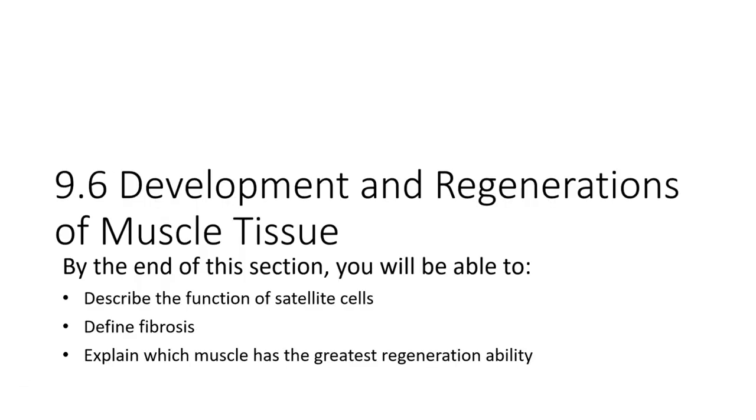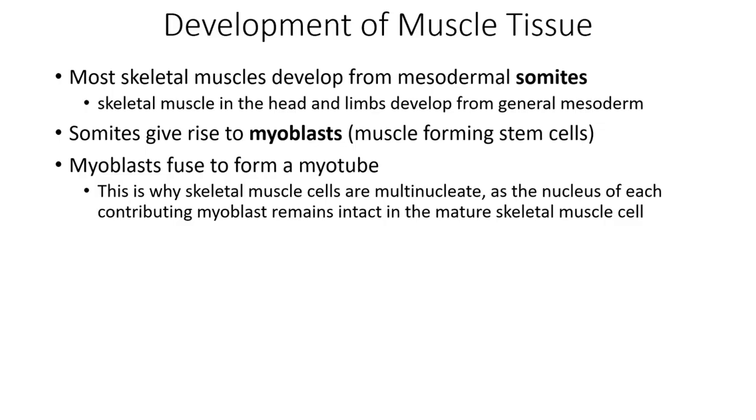Okay, let's wrap up by talking about the development and regeneration of muscle tissue. So this section also isn't super long, so it shouldn't take too terribly long to finish out this video. So skeletal muscles develop from the mesoderm layer. There are special cells called somites. Skeletal muscles in the head and limbs, so arms and legs, develop from general mesoderm, so not these somites, so a little bit different development start, but we are still getting cells from that mesoderm.